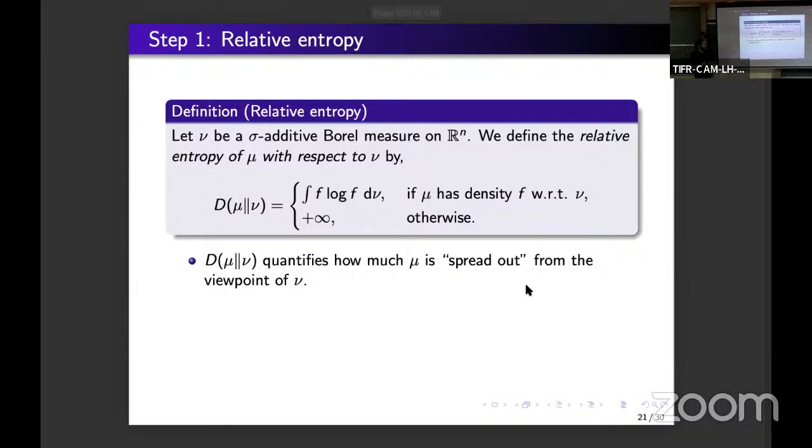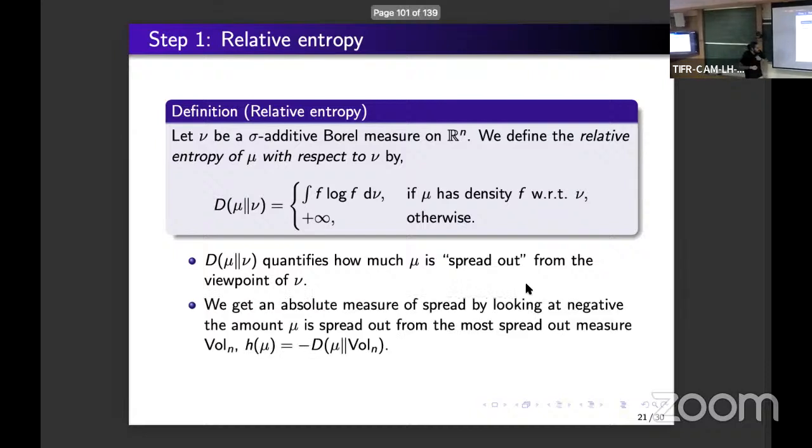So this quantifies how much mu is more spread out than nu. You are at the level of nu, you are nu, and you see how spread out mu is. So naturally, if you are already the most spread out measure, namely the Lebesgue measure, then the negative of this notion should give you an absolute measure of spread.